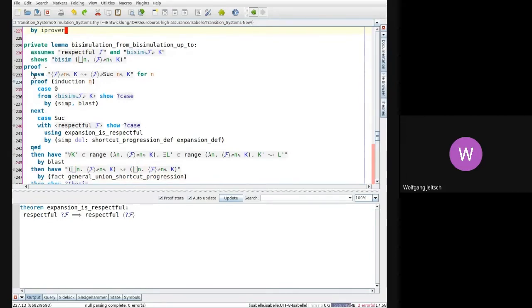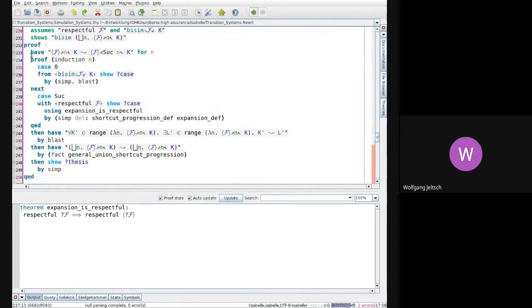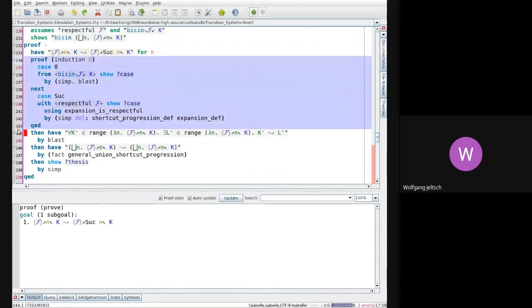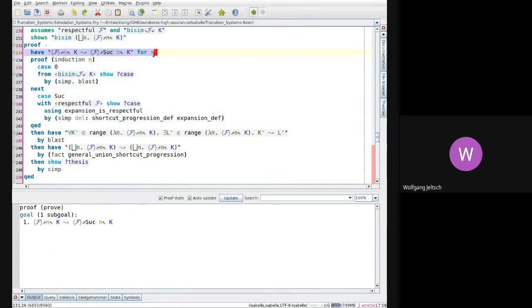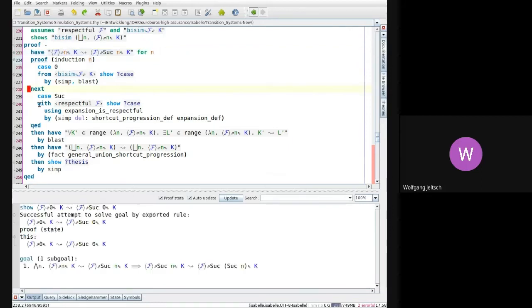So we state first, so this is our proof, and it consists of several steps. So we first say we have this, and then we have the proof QED block. So this whole thing here is the proof for this statement here. And then we have a next statement, and the "then" says that we use the previous statement. And then we have, again, "then have". So this statement is derived from the previous statement. And then we show the thesis. The thesis is what we ultimately want to prove.